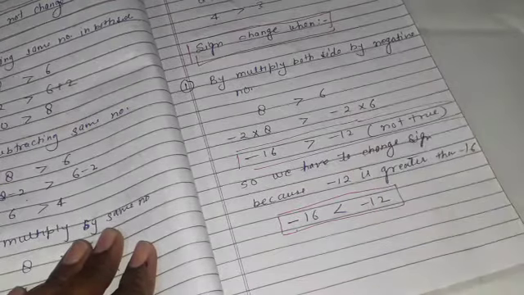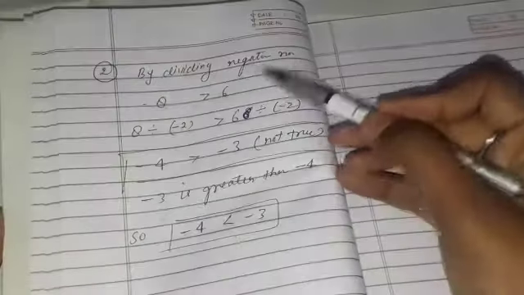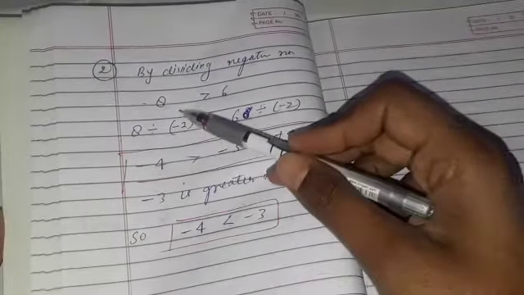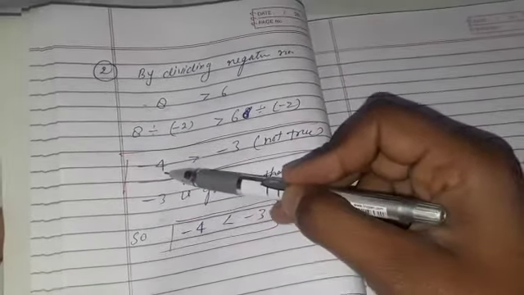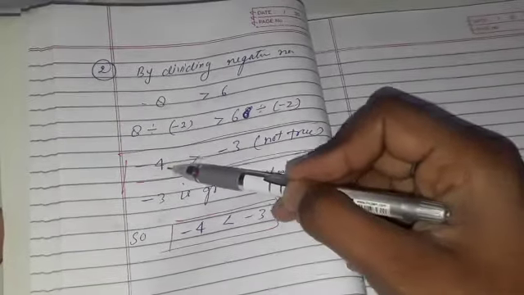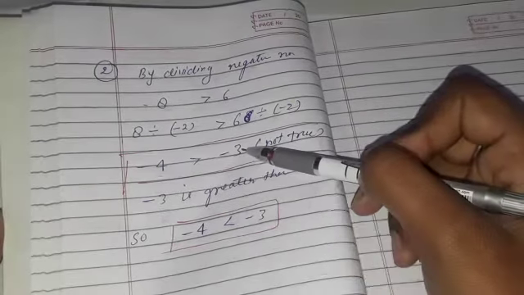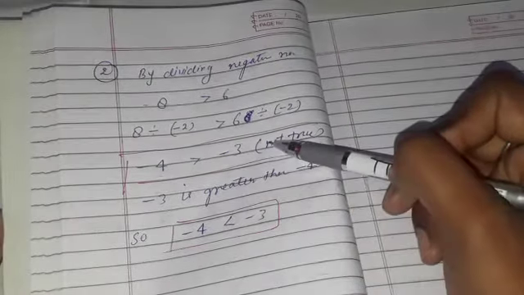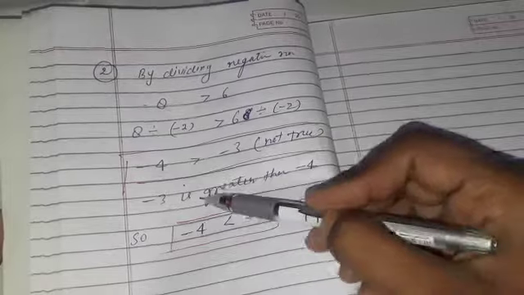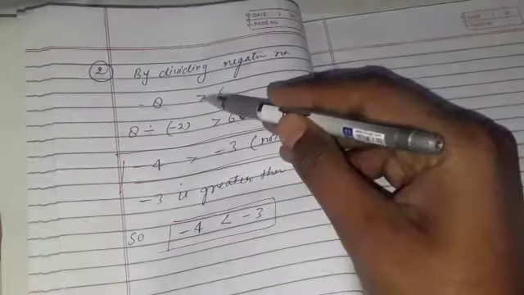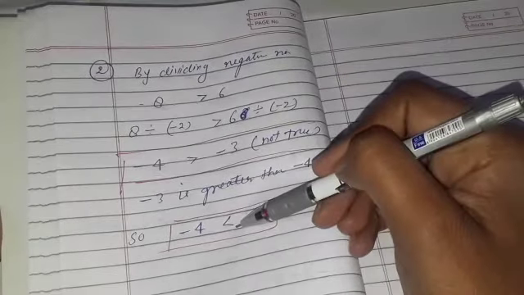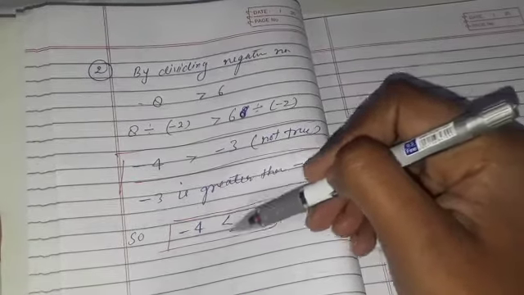So remember this. And second, by dividing negative numbers, 8 is greater than 6. If you divide both sides by -2, then the answer is -4 and -3. And we all know -4 is not greater than -3, which is not true. So we all know -3 is greater than -4. So we have to change the symbol here. This is your symbol this time, but when you divide by a negative number, your symbol should be changed.